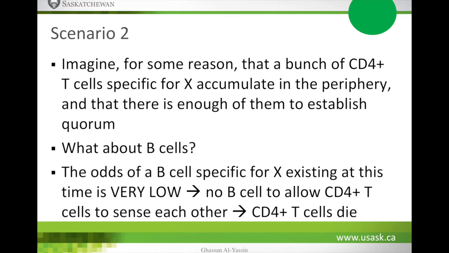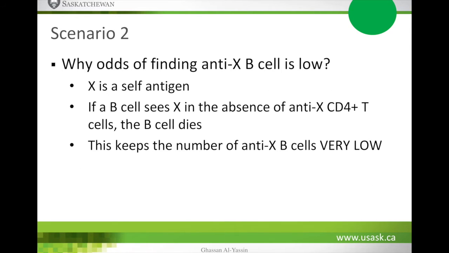Now, if there happens to be a bunch of CD4 T cells all of them specific for X, there will be a risk that quorum will be established. But there is another checkpoint. You need a B cell specific for X. The odds of having a B cell specific for this self-antigen X is extremely low because B cells specific for self-antigens are also deleted. So, quorum cannot be established in this scenario and tolerance to X will be maintained.